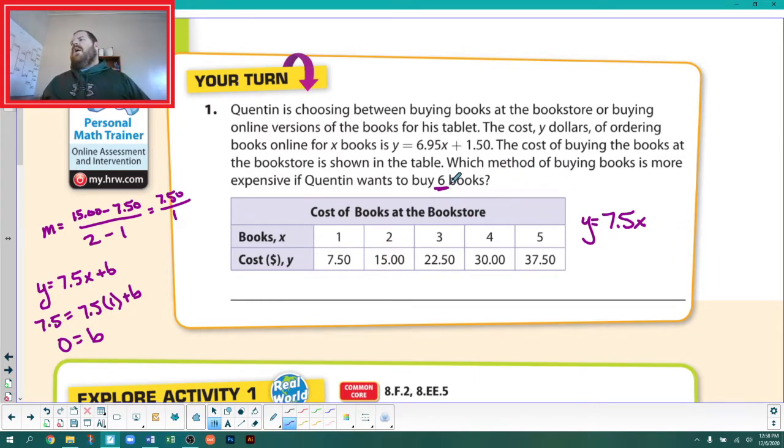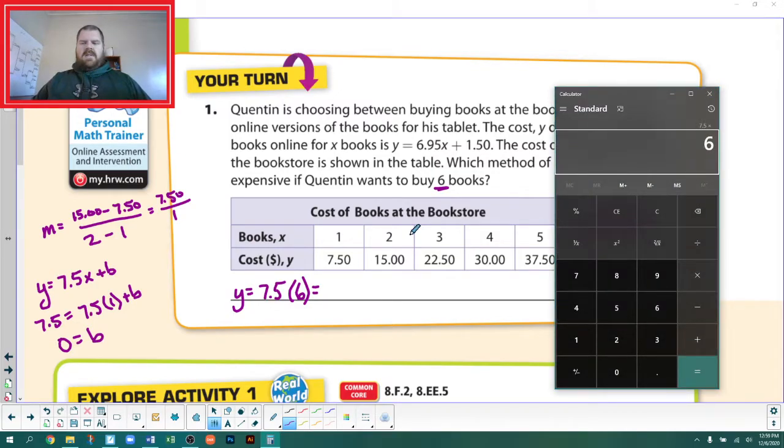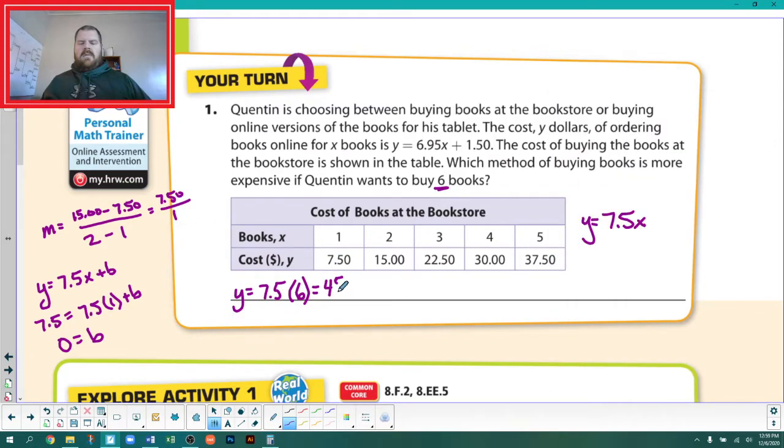So we want to figure out for buying 6 books with each strategy, which one's cheaper. Okay, so we have y equals. Let's do the bookstore first. If I have 7.5 times 6, that's going to be $45. So this side is the bookstore.